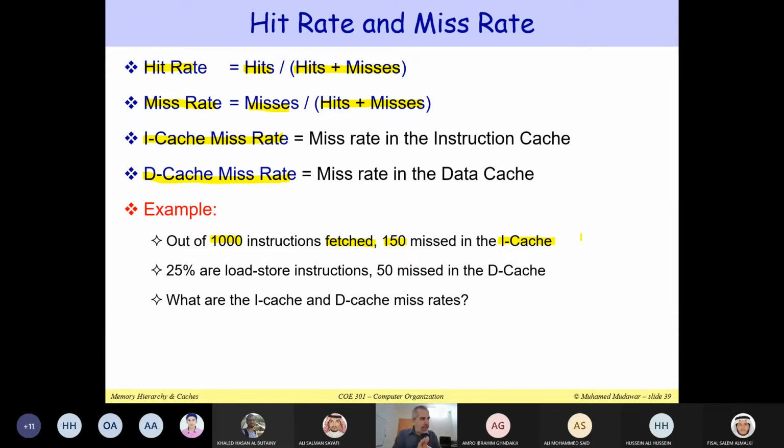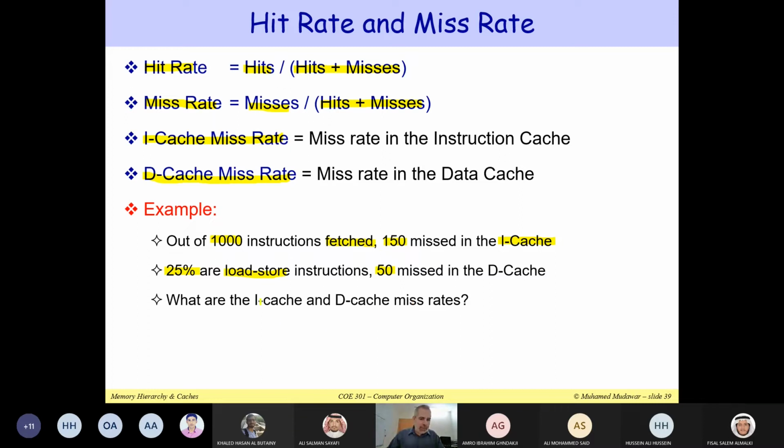So out of 1,000, 150 missed. If they are missing, we are going to transfer them from the main memory. It says that 25% of these 1,000 are load and store. What's the meaning of 25% of 1,000? 250, yes. So 250 instructions are load and store. And out of these, 50 missed in the data cache. Only the load and the store will access the data cache.